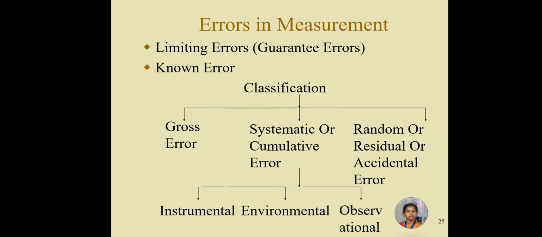Next, we will see the errors in measurements. Various errors are considered in measurement systems. Here, the limiting errors, that is the guarantee errors, and known errors. Classification can be considered as gross error, systematic or cumulative error, and random or residual or accidental error. The systematic cumulative error is classified as instrumental, environmental, as well as observational.